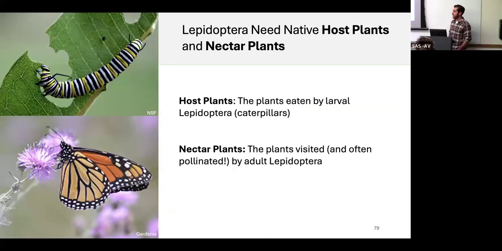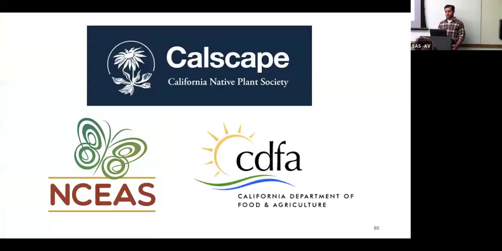Another thing to keep in mind about butterflies and moths is that they need both native host plants and nectar plants. So host plants are those that are eaten by the caterpillars, and nectar plants are those that are visited and often pollinated by the adult butterflies and moths. And these aren't always the same. So oftentimes butterflies and moths will utilize different host plants than the ones that they then visit for nectar. So one of the issues is it can be very difficult to determine what are the good host plants and nectar plants for the butterflies and moths in my area.